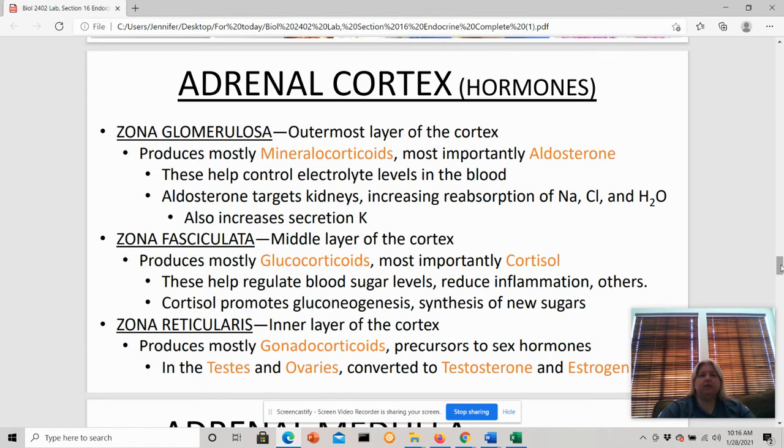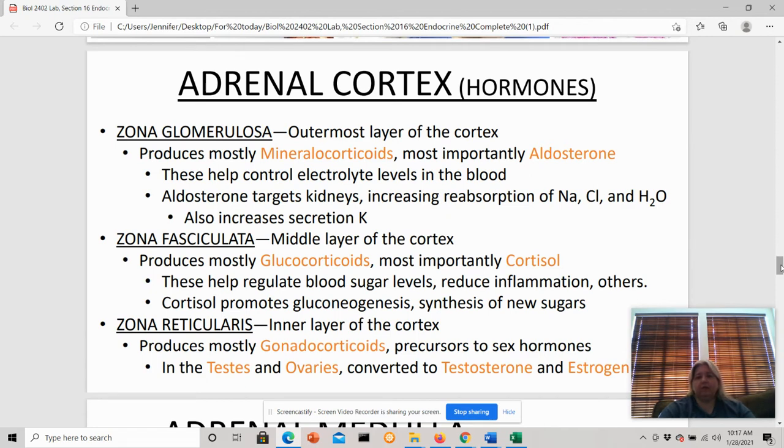So we have the zona glomerulosa, the outermost portion of the cortex. What it produces is mostly mineralocorticoids, most importantly aldosterone. In my lecture, I'm going to talk about aldosterone quite a bit, in both the endocrine chapter as well as the chapter on the urinary system, because it helps control electrolyte levels in the blood. Aldosterone targets the kidneys. It's going to increase reabsorption of sodium, chloride, and water, and it's also going to increase the secretion of potassium.